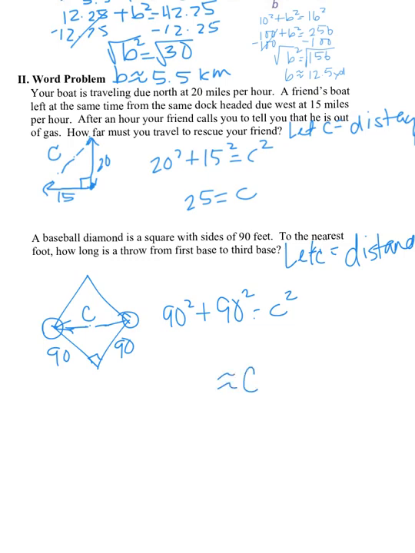So c is approximately equal to 127.3. So it'll be 127.3 feet away. So Pythagorean theorem is a squared plus b squared equals c squared. a and b are the legs which create the right angle. c is always your longest side across from the right angle, and it's called your hypotenuse.